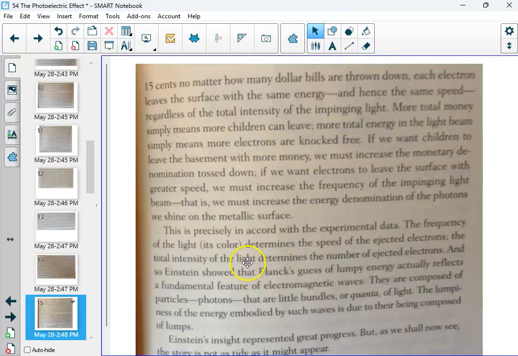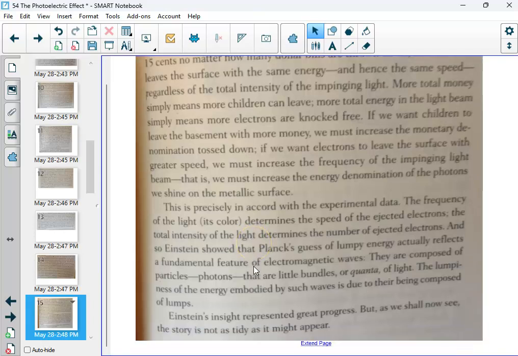If we want the children to leave the basement with more money, we must increase the monetary denomination, and for electrons, we have to increase the frequency, right? So each photon has greater energy. This is precisely in accord with the experimental data. The frequency of the light, its color, determines the speed of the ejected electrons. The total intensity of light determines the number of ejected electrons. So Einstein showed that Planck's guess of lumpy energy actually reflects a fundamental feature of electromagnetic waves.